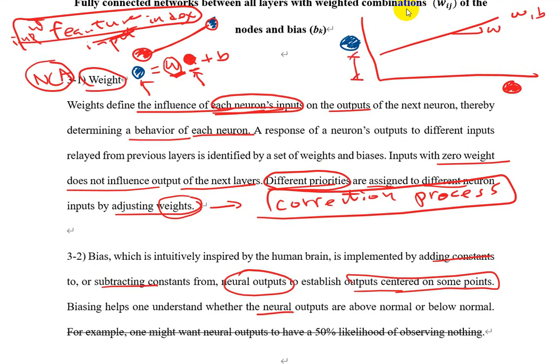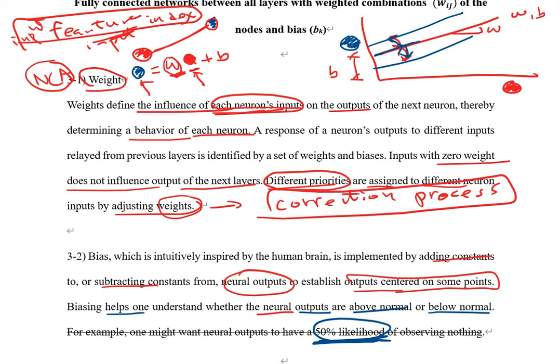And here we have a bias B. Bias B goes up when you add to the neural values, and goes down when you subtract from neural values. So it goes up like this when you add, and goes down when you subtract. So the bias helps understand whether the neural outputs are above normal or below normal. So you can adjust your output value. You can regulate the output values depending on some given standard. For example, we know the likelihood with some values, as you see over there, by adjusting a bias. So bias is very important.